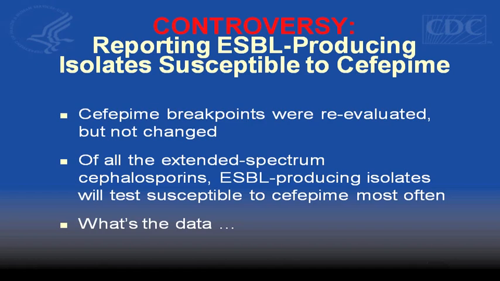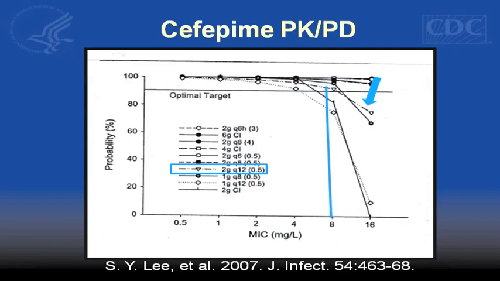So why is this the case? Why did the breakpoints stay the same? Well, this is an example of that Monte Carlo simulation. And the breakpoints were set at 2 grams Q12. So if you look at the curve for 2 grams Q12, you see that you would achieve optimal target attainment for an MIC of 8 or less. So the susceptible breakpoint was set at less than or equal to 8.